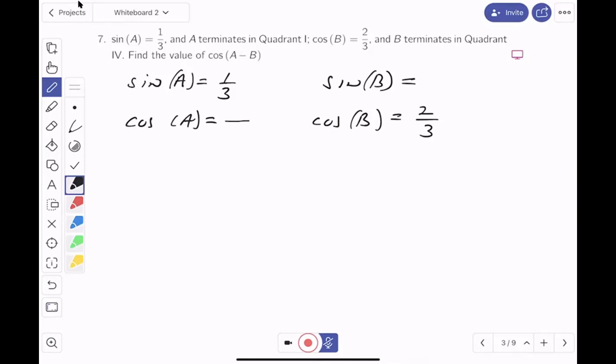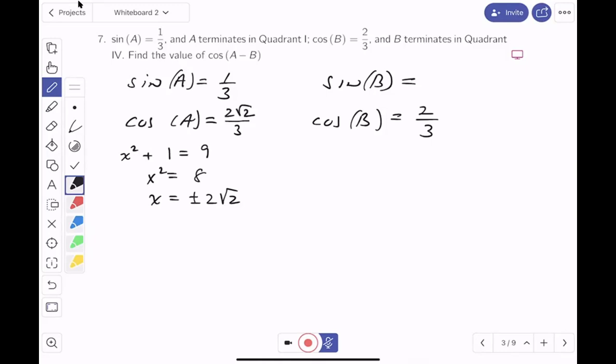I'm getting a little better at this. I know the radius is 3. I know the y is 1. I don't know the x yet, right? So x squared plus y squared is r squared, and the r squared is going to be 9. So x squared would equal 8. X would equal plus or minus 2 root 2. But remember, A is in the first quadrant, so the x has to be 2 root 2.